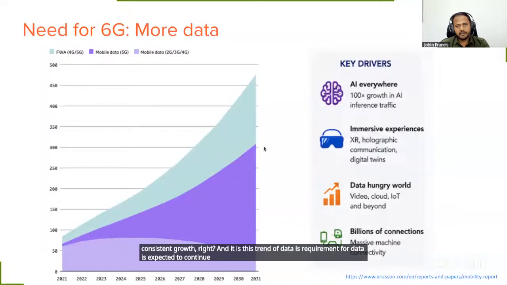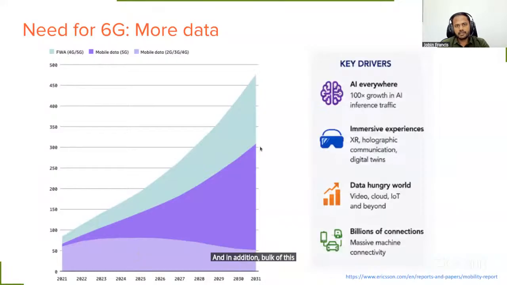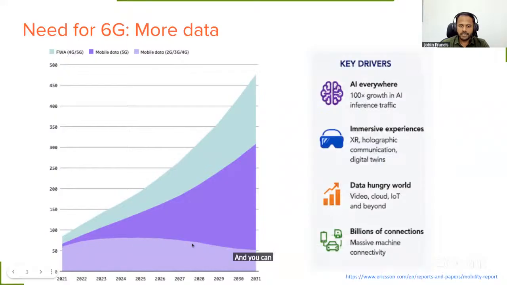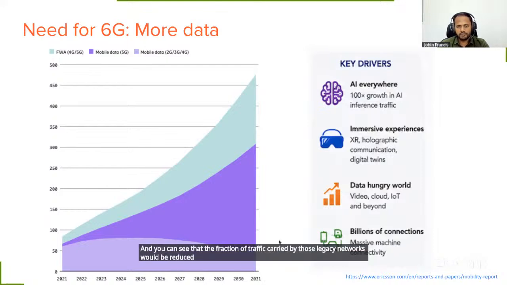In addition, the bulk of this data would be supported over 5G or the next generation of networks. The legacy 2G, 3G, 4G networks are gradually being shut down around the world. You can see that the fraction of traffic carried by those legacy networks would be reduced, and more of these 5G and beyond networks would be carrying the bulk of the data.